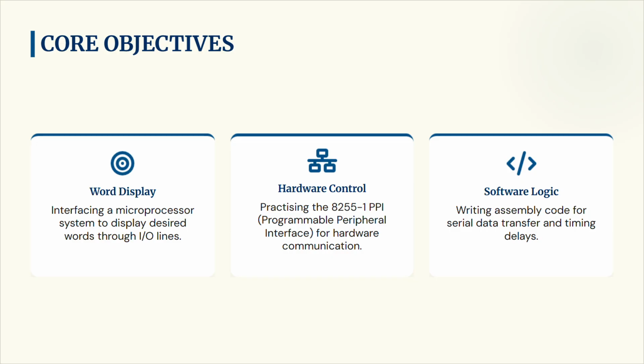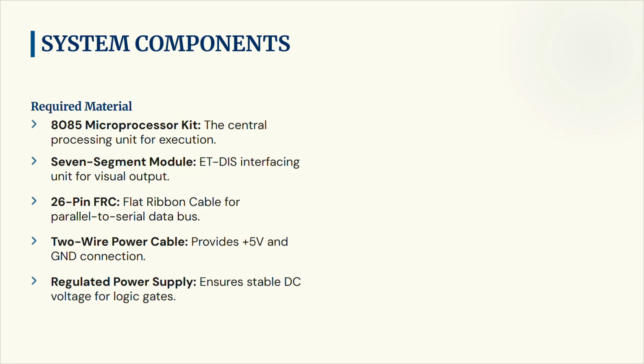So to start with, what all do you need? An 8085 microprocessor kit, a 7-segment display interfacing module, a 26-pin FRC, which is flat ribbon cable, a 2-wire power cable, and a regulated power supply.